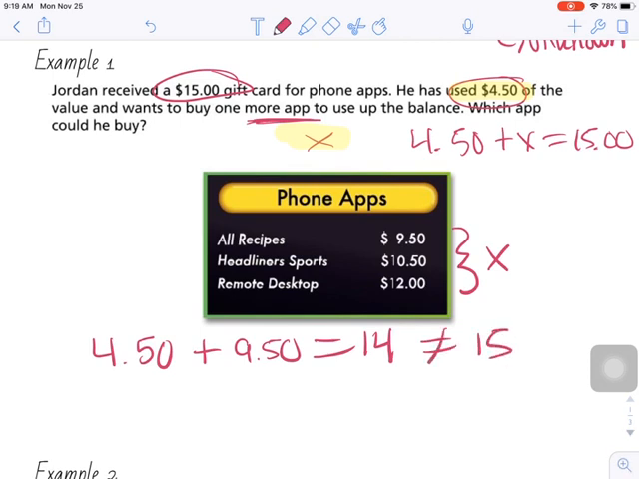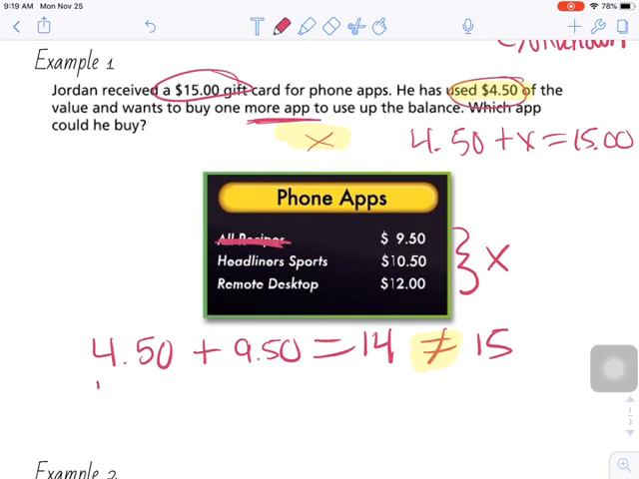This little sign right here, whenever you see an equal sign with a little dash through it, that means not equals. So it does not equal 15, so I don't want to buy the All Recipes because I would still have one more dollar left over on my gift card, and I want to maximize the entire gift card. So this All Recipes does not work for us.